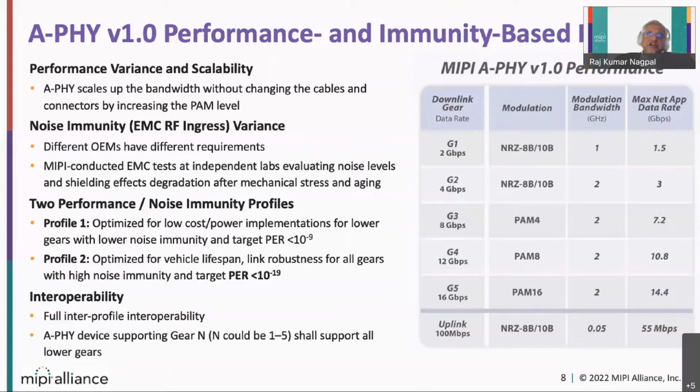Okay, and this is all downlink. In the uplink, I'm supporting for A5 1.0 basically 100 Mbps, and effectively it is 50 Mbps throughput. Okay, and this is an NRZ modulation. So this is basically a very, very top level view of my gears in A5 and data rates.